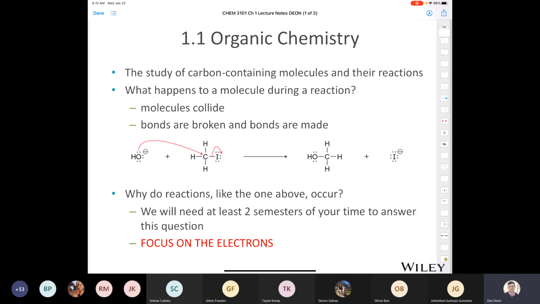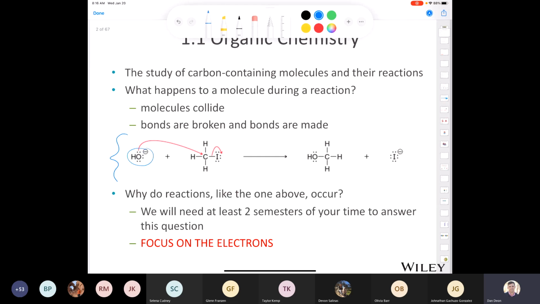What happens to a molecule during a reaction? Well, molecules collide, bonds are broken, bonds are formed. If you look at this interesting reaction shown here, you have this polyatomic ion that you should know, hydroxide, and it's reacting with this compound here, CH3I. That's called iodomethane. You don't have to know that right now, but you see that there's a reaction occurring here. Okay, that's the take-home message from this.